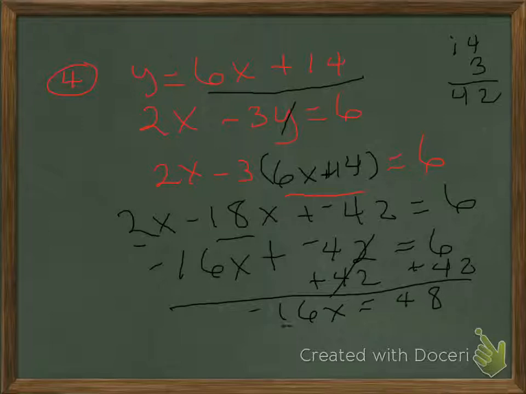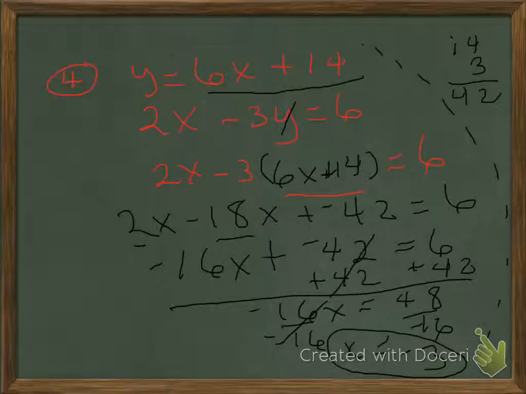Divide both sides by negative 16. So if you divide 16 into 48, let's see, x equals 3, right? So you're dividing by a negative, so that would be a negative 3. Oh, I ran out of room, but you can see that. X equals negative 3.